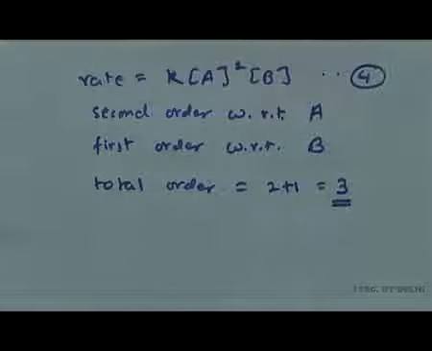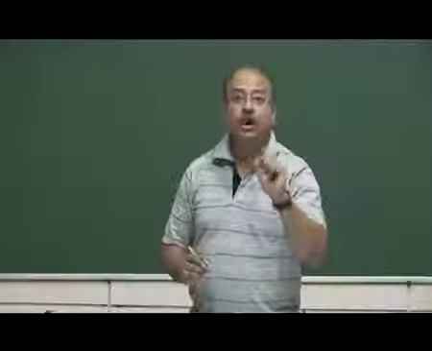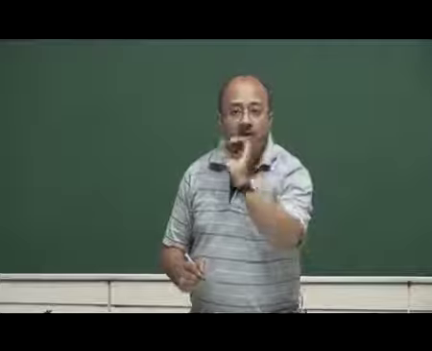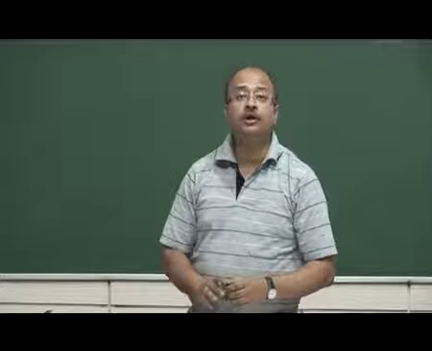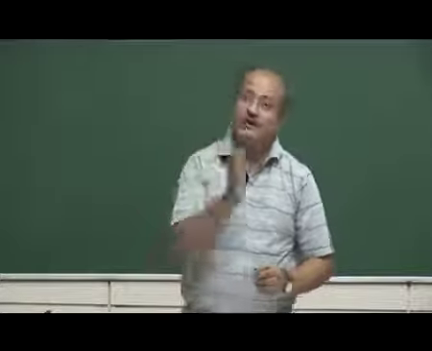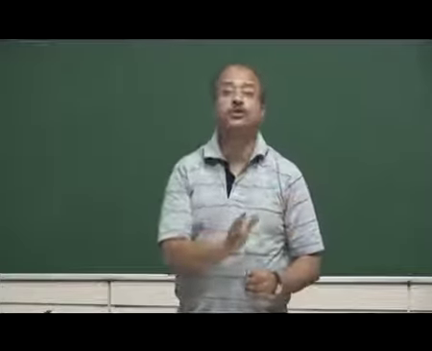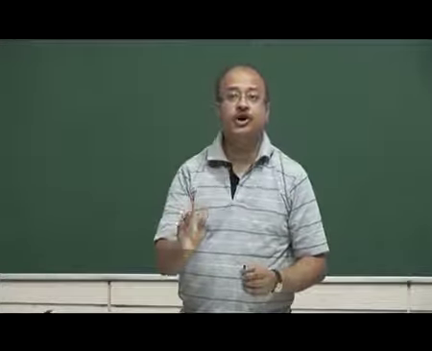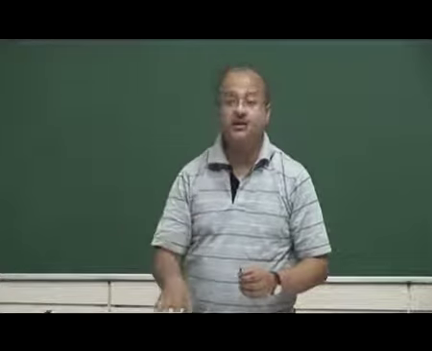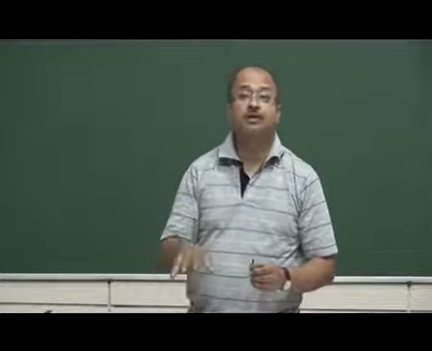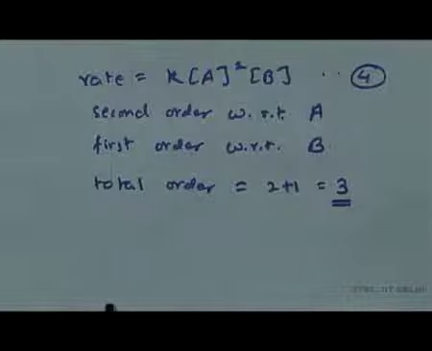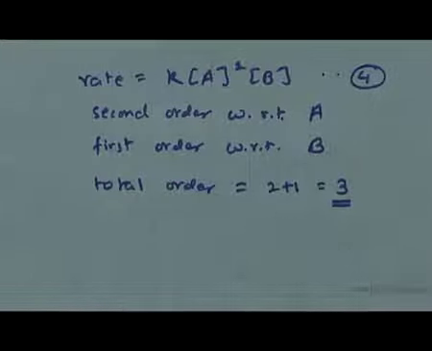So, the total order of the reaction is what? The sum of the orders of the individual reactants. That is exactly what you see out here. That was what happened in the example before, where rate is equal to K times the concentration of A times the concentration of B, and here the rate is equal to K times the concentration of A raised to the power 2 times the concentration of B, hence the total order is 2 plus 1 equal to 3.